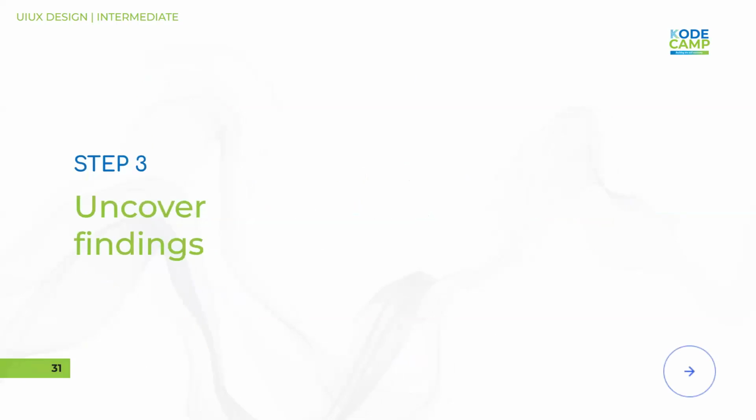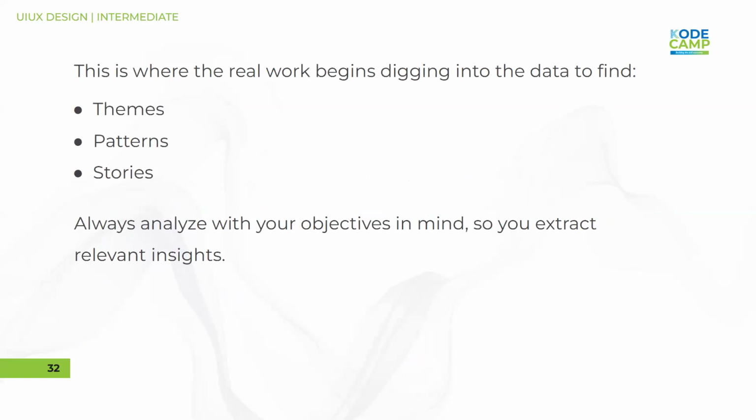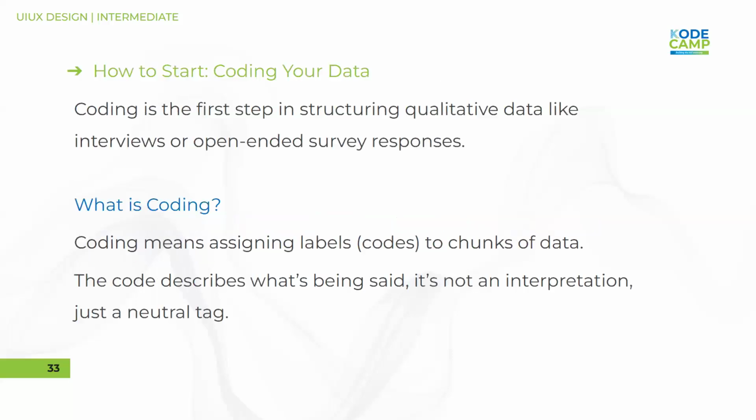So step 3 is going to be to uncover findings. This is where the real work begins. You will start by digging into data to find themes, patterns, stories. And you always have to analyze with the objective in mind. This is where you extract relevant insights and not all insights. But first of all, we'll have to do coding. So you have to code your data.